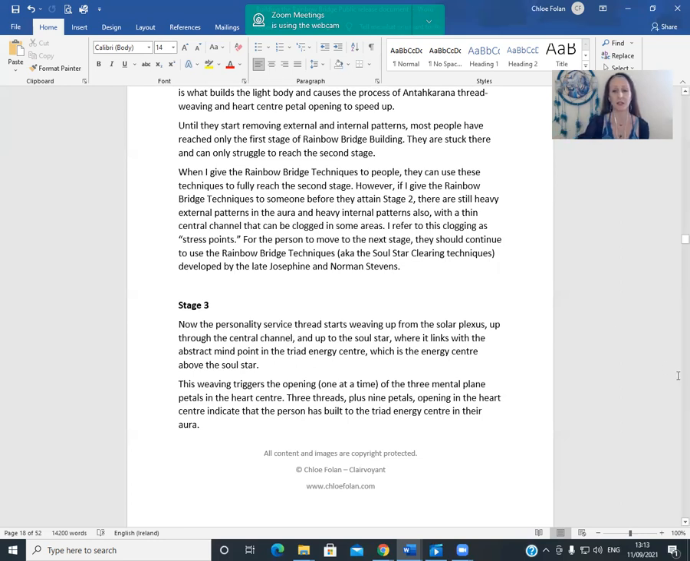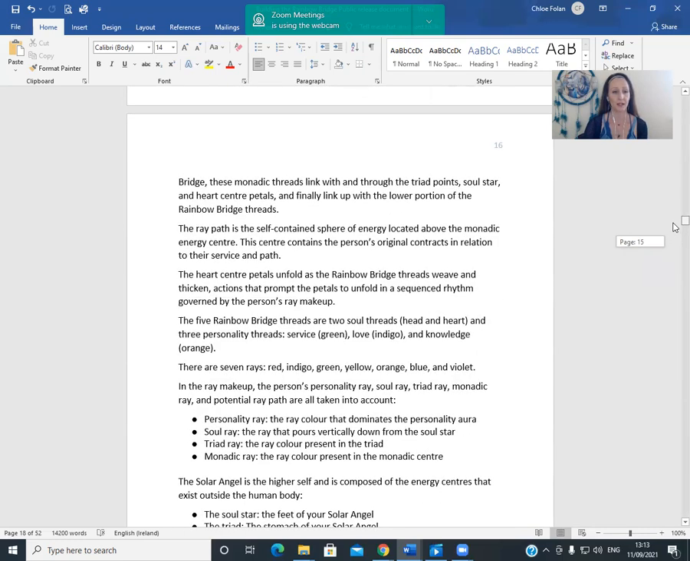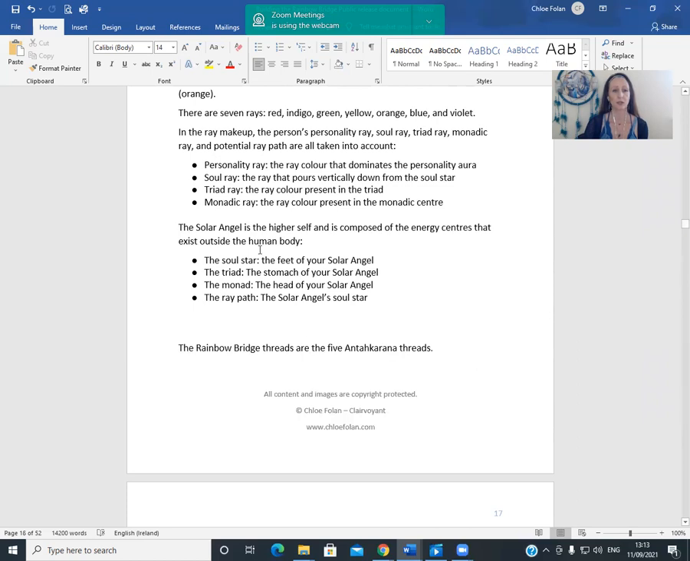That is explained in the glossary at the start of this chapter, meaning it's up here. The solar angel is the higher self and is composed of the energy centers that exist outside of the human body. The soul star is the equivalent of the feet of your solar angel. The triad is the equivalent of the stomach of your solar angel. The monad is the head of your solar angel. And your ray path symbol is the equivalent of your solar angel's soul star.